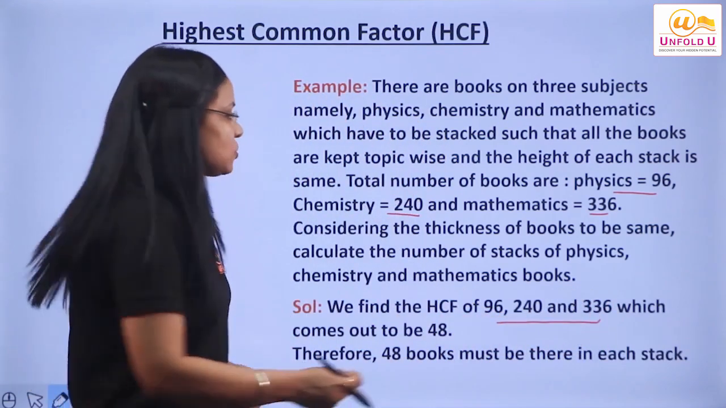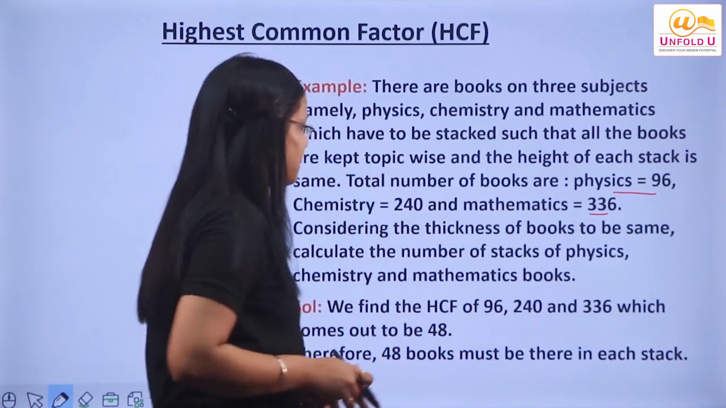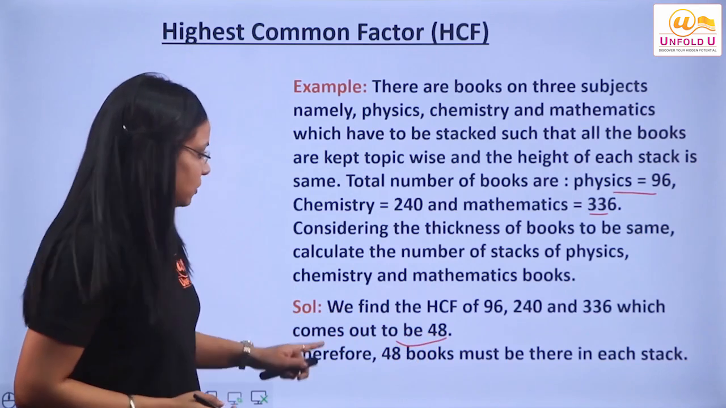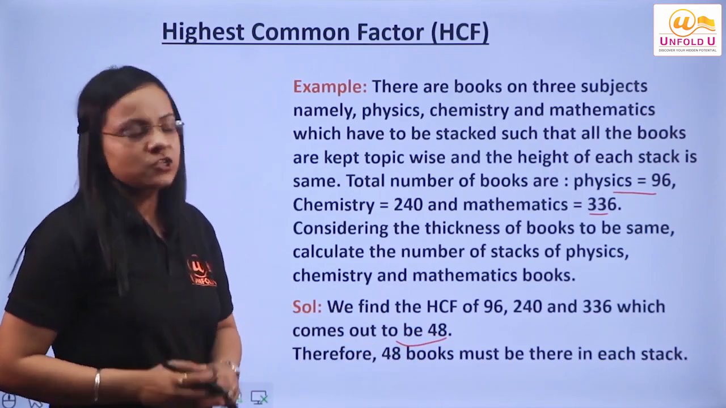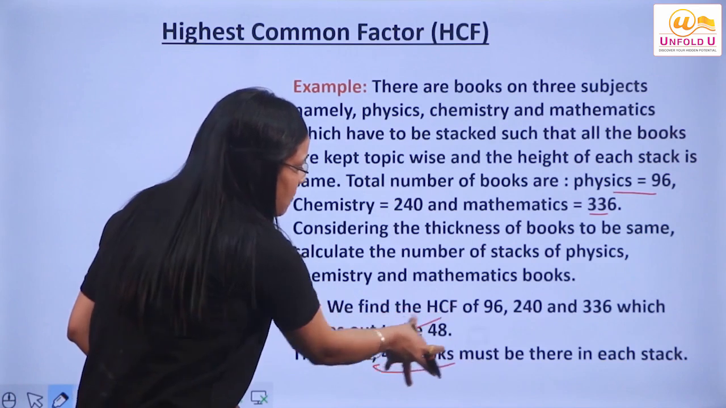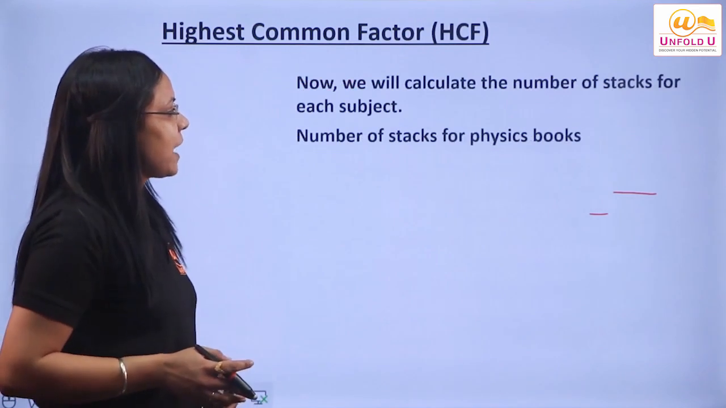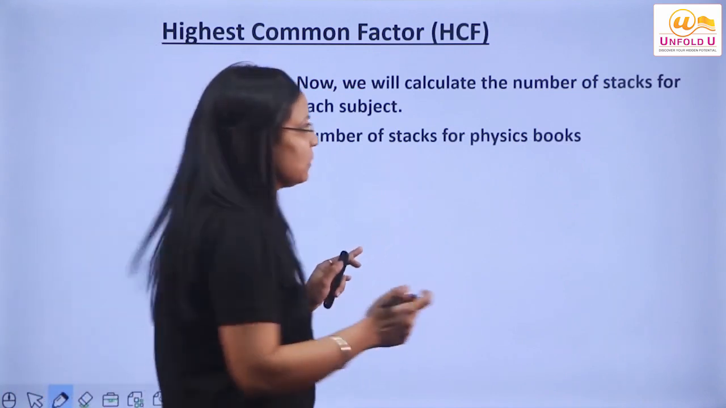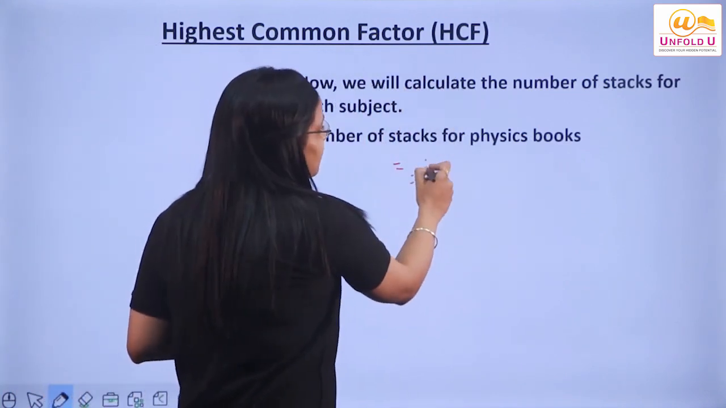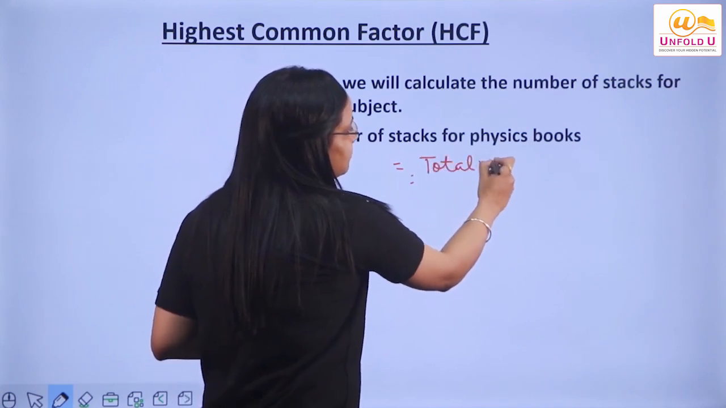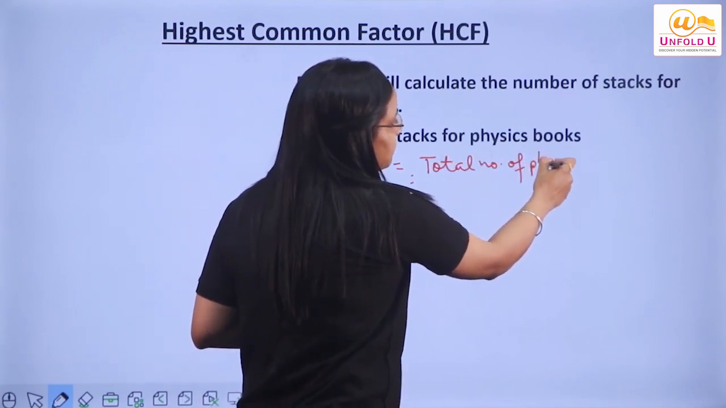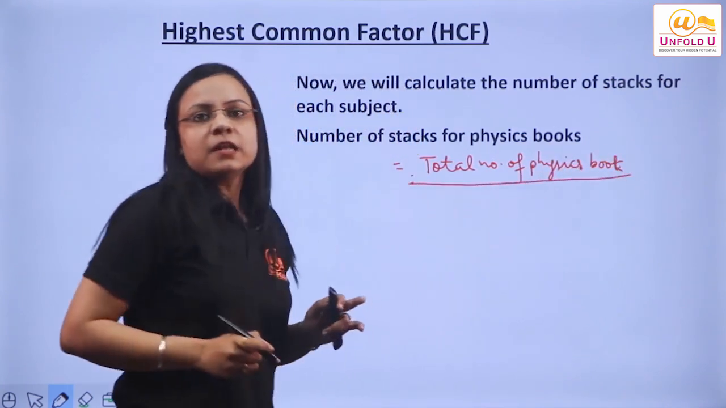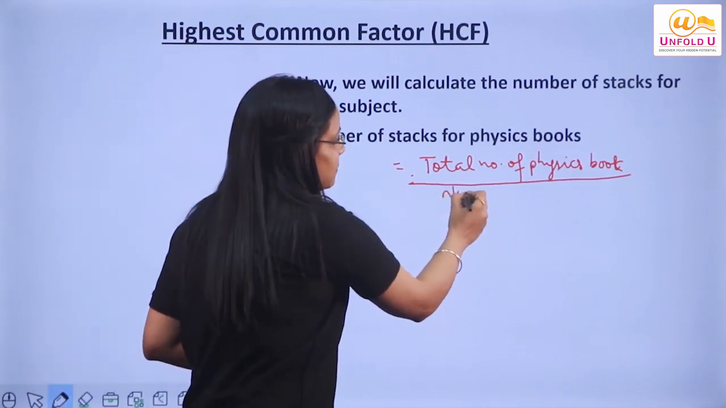Using Euclid's division lemma, we again find the HCF of the three numbers. So we find that the HCF comes out to be 48. Therefore 48 books must be there in each stack. Now let's find out how many stacks there are for each subject. So the number of stacks for the physics books will be the total number of physics books divided by the number of books in each stack. So we divide both.